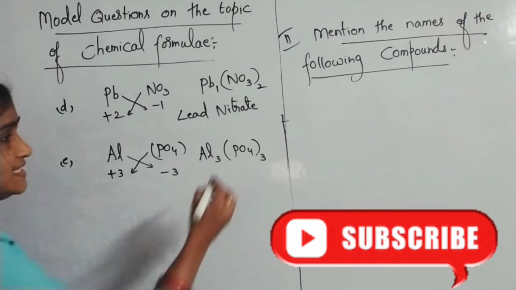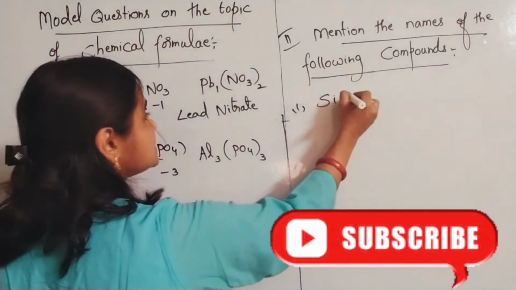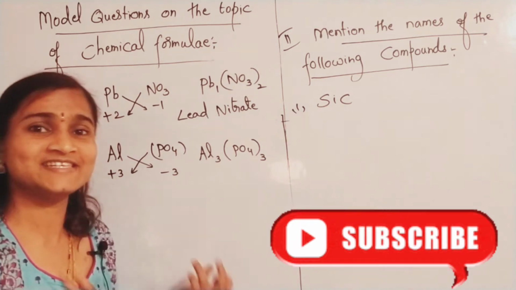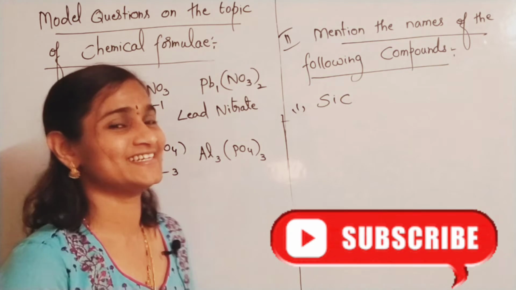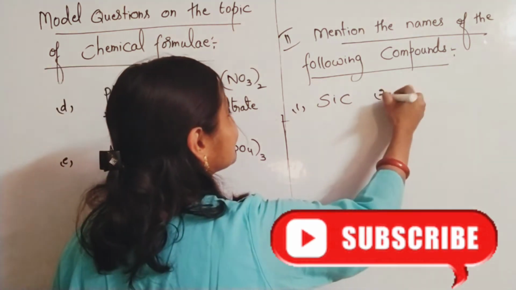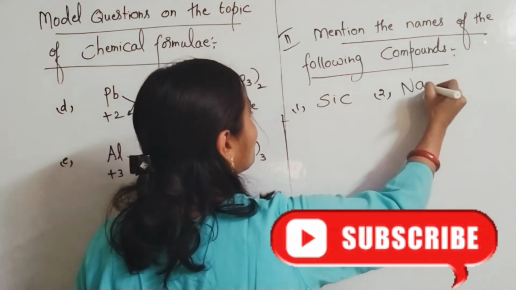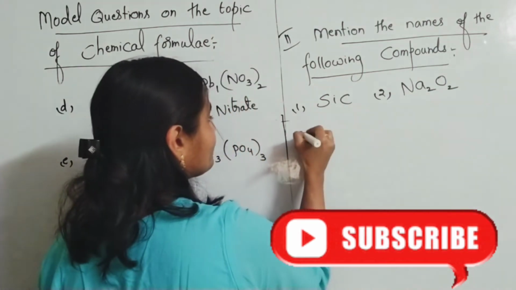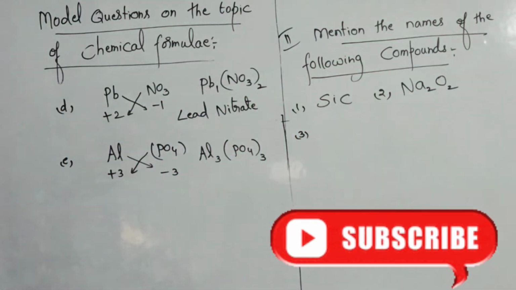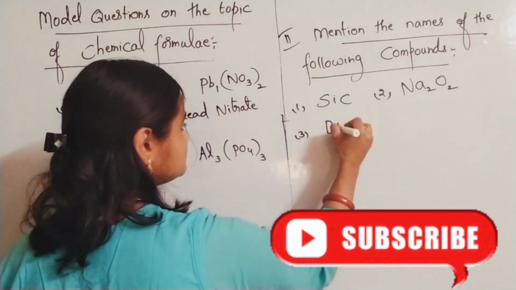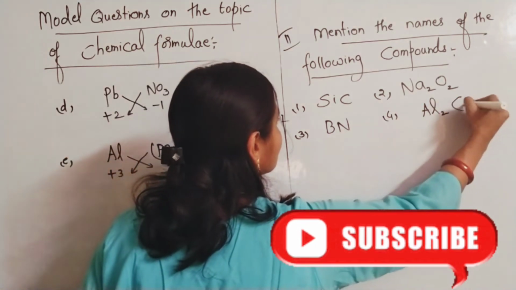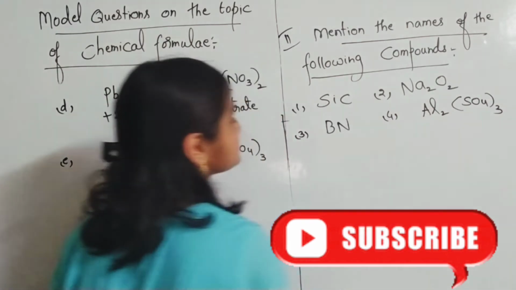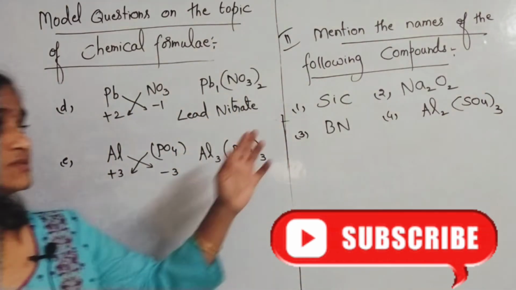First one, SiC. Never heard? SiC is a compound. In chemistry, anything is possible. Then Na2O2, and question number 3, BN, and question number 4, Al2(SO4)3, Al2SO4 taken thrice. Yes, you have to write the names of these compounds.